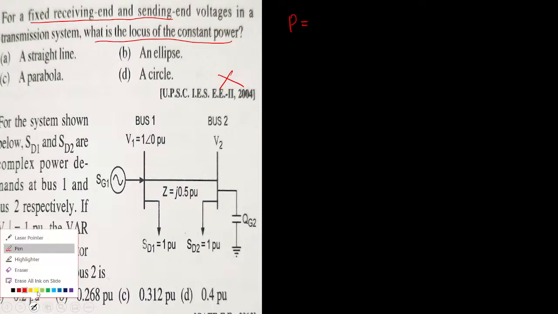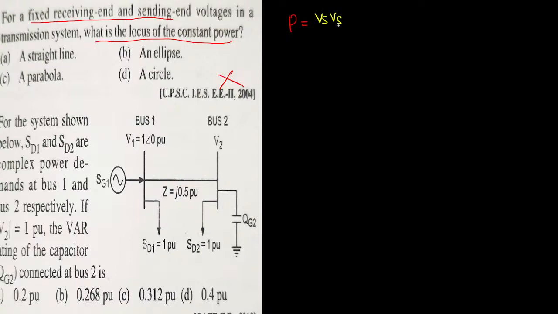For a fixed receiving end and sending end voltage of the transmission line, what will be the locus of the constant power? Anyway, this is not our syllabus, but I can just suggest you. We have to draw the locus. For a fixed power, one minute, I will change the color. This is not your syllabus, guys. You can skip it. So Vs into Vr divided by reactance X into sin delta.